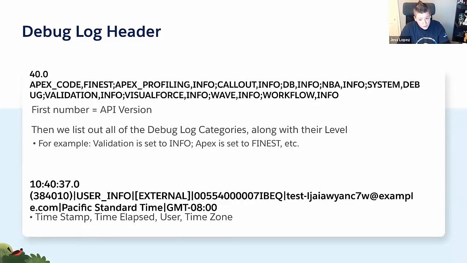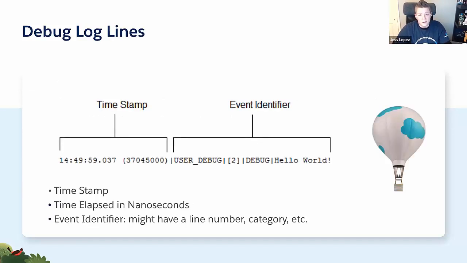The next line also can be useful because it will tell you the user that the trace was for, and it will also tell you a timestamp and time zone. All right, and then we get into the more granular stuff. So timestamp and then time elapsed. That number in parentheses is the nanoseconds number. And then after that is what we call the event identifier, which is going to be different for pretty much every event that's in your log.